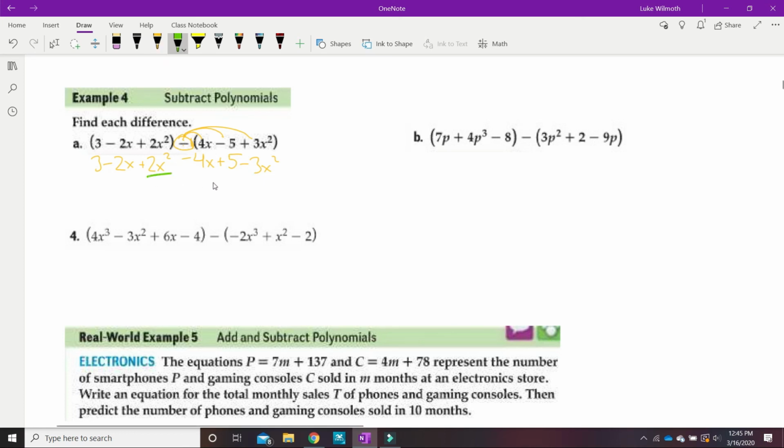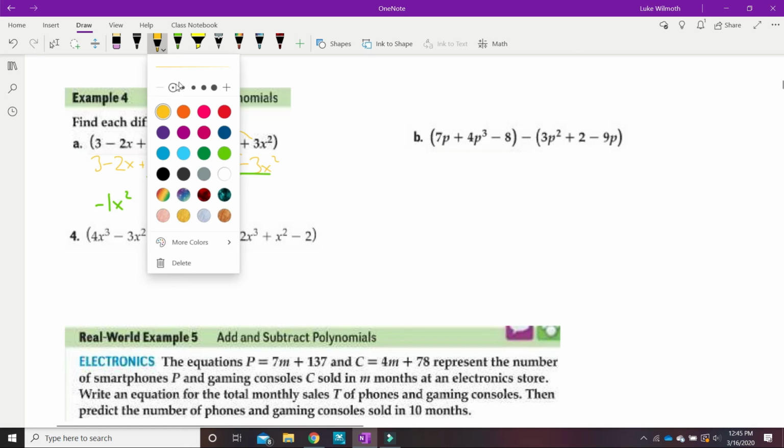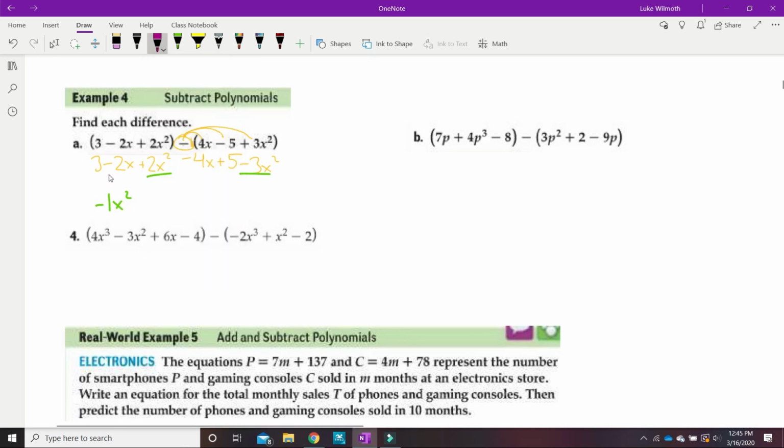So I've got 2x squared minus 3x squared, which is going to be negative 1x squared. And then I've got negative 2x minus 4x, which is negative 6x. And then finally, 3 plus 5 is going to be plus 8.